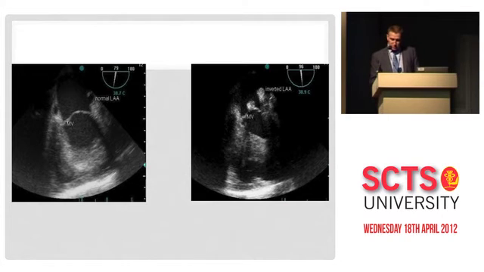I've got the pointer on screen, so that's a normal left atrial appendage there. It may not come out so well at the front. A normal left atrial appendage there. And there you can see this windsock inverted left atrial appendage here. So if you see something like this, always think about an inverted left atrial appendage.